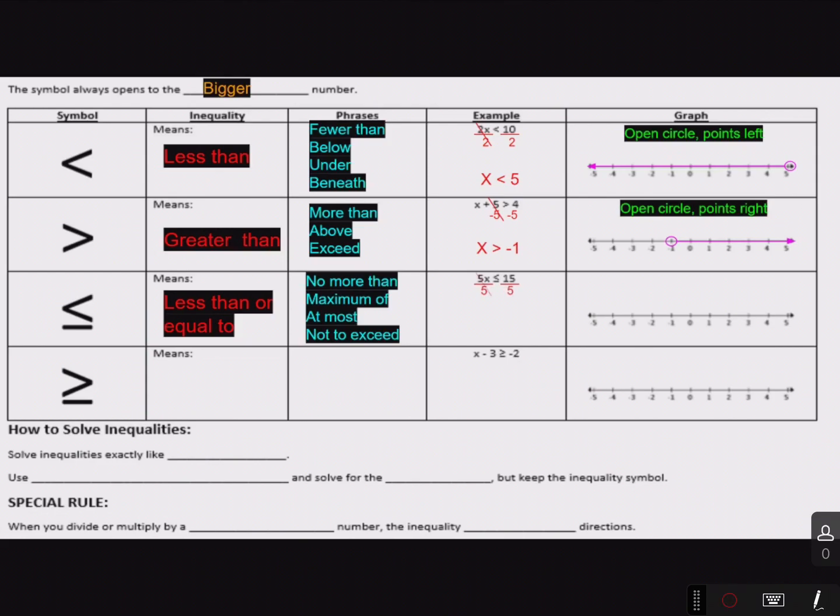The original 5 cancels out, and we're left with x is less than or equal to 15 divided by 5. And when I solve this, I get x is less than or equal to 3.